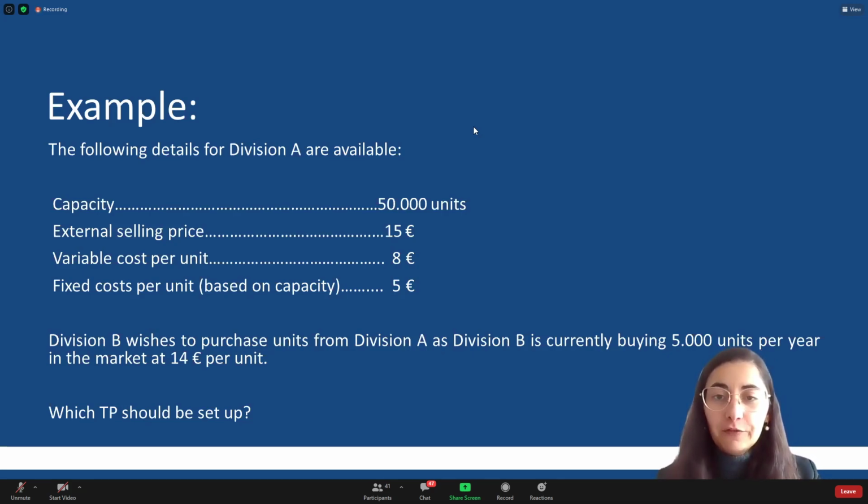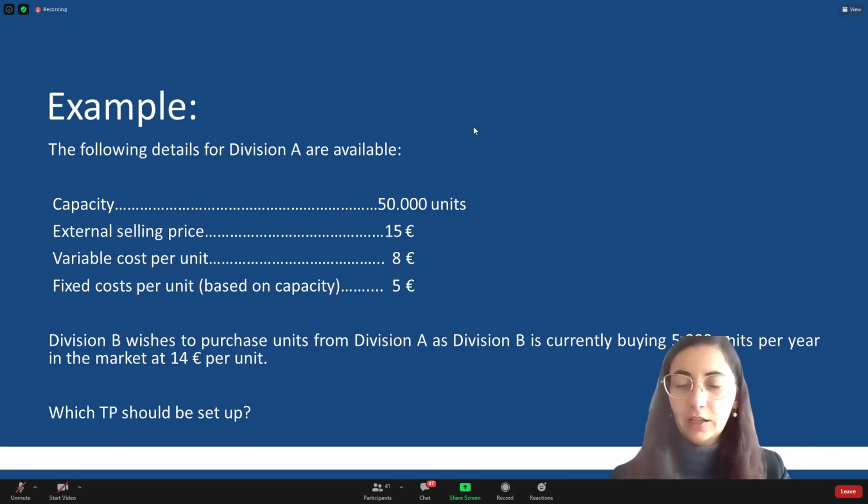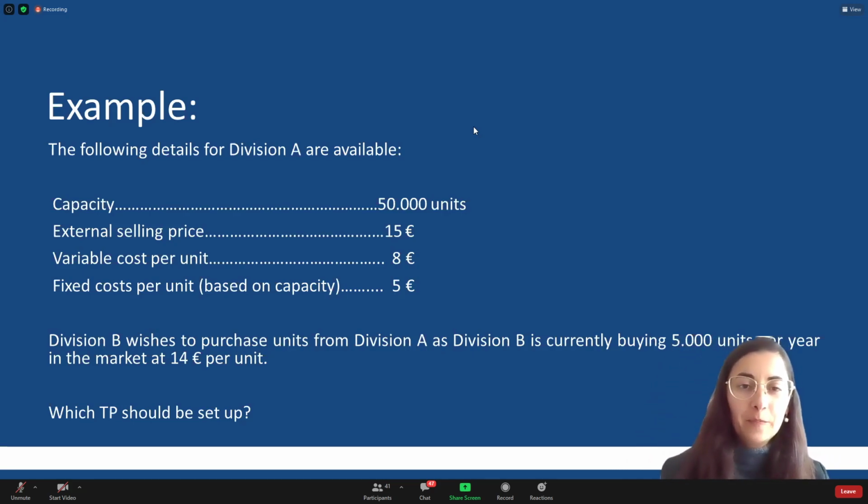Okay. If there is spare capacity, let's imagine there is a spare capacity of 10,000 units. If we have a spare capacity of 10,000 units, we can easily make these 5,000 units. And if we have spare capacity, the transfer price is equal to the variable costs. So that would be the 5,000 times the 8 that Frederick mentioned there.